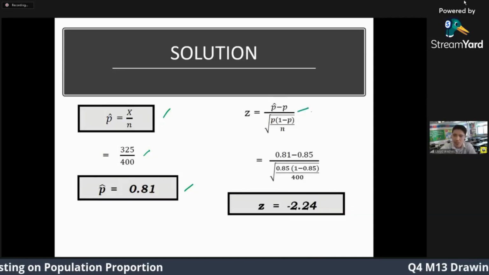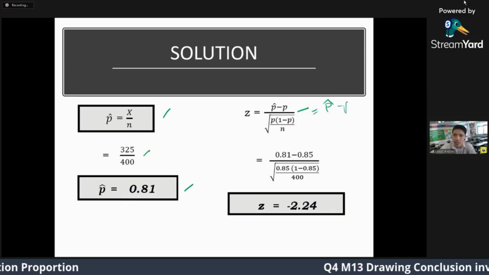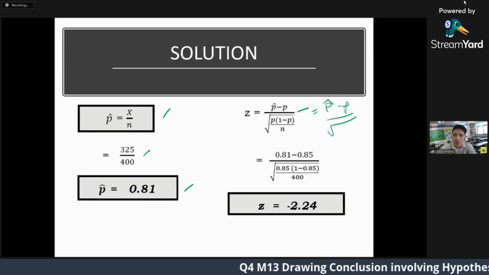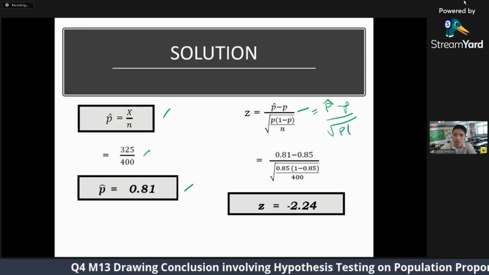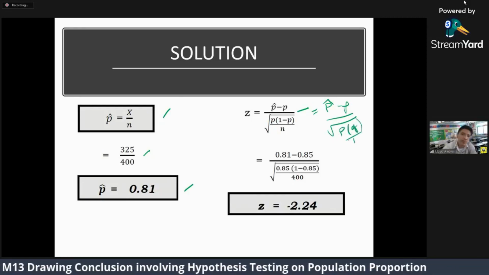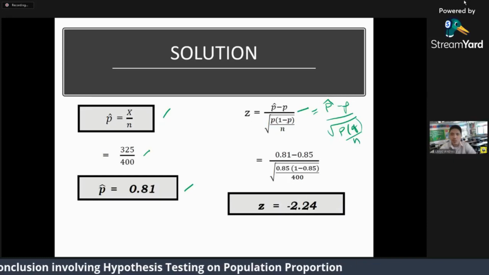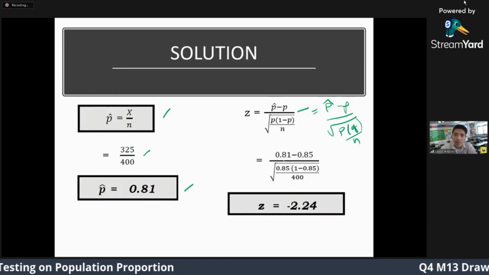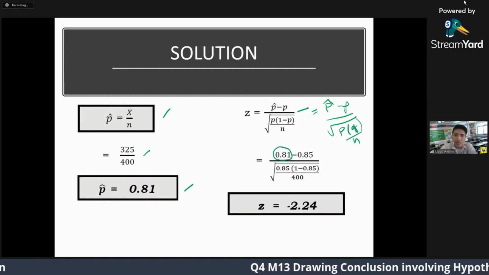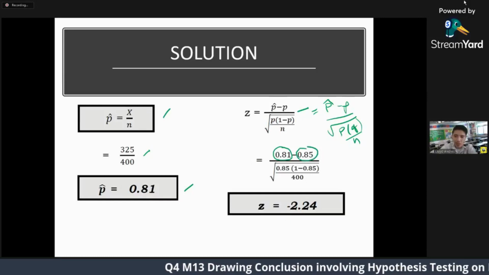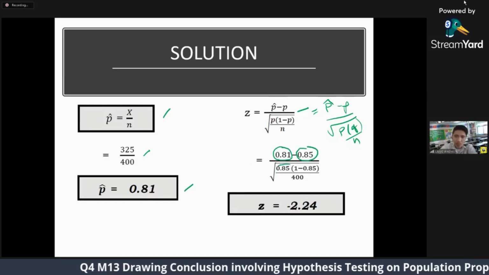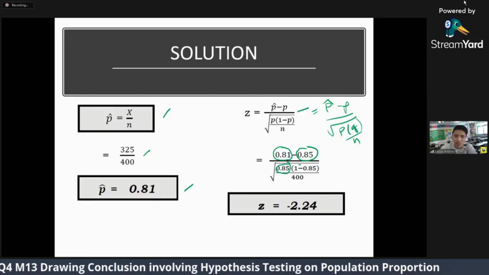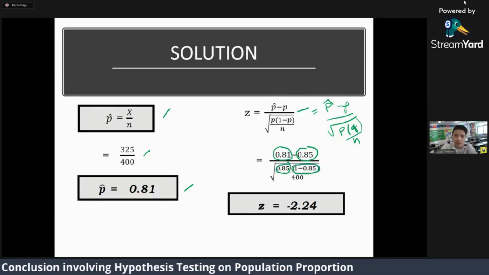Or again, that's p hat minus p over the square root of p times q over n. So, pwede na. Given naman, we have already solved p hat, that's 0.81, and the p here is 0.85, then 1 minus 0.85 over 400.